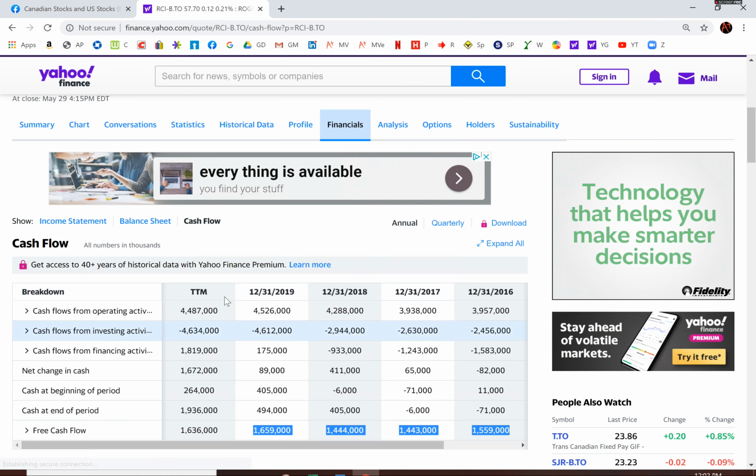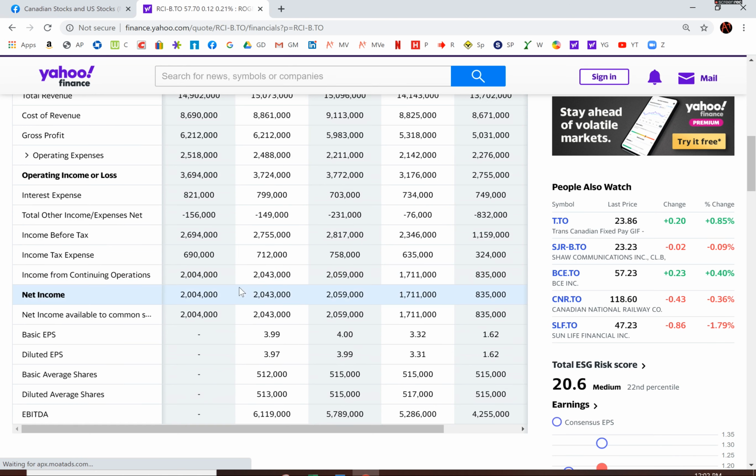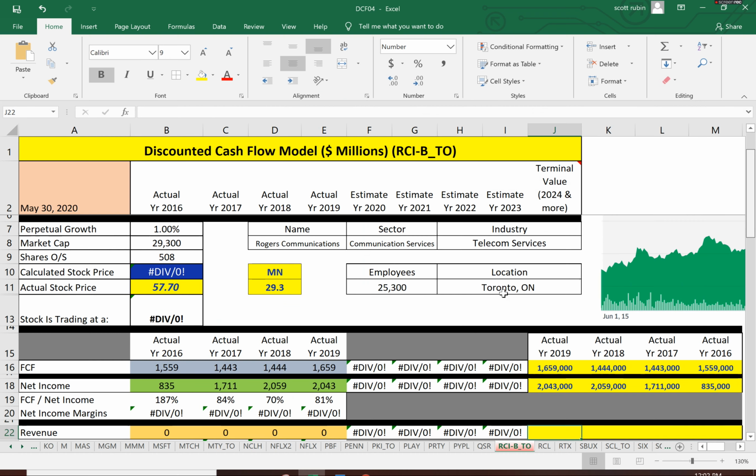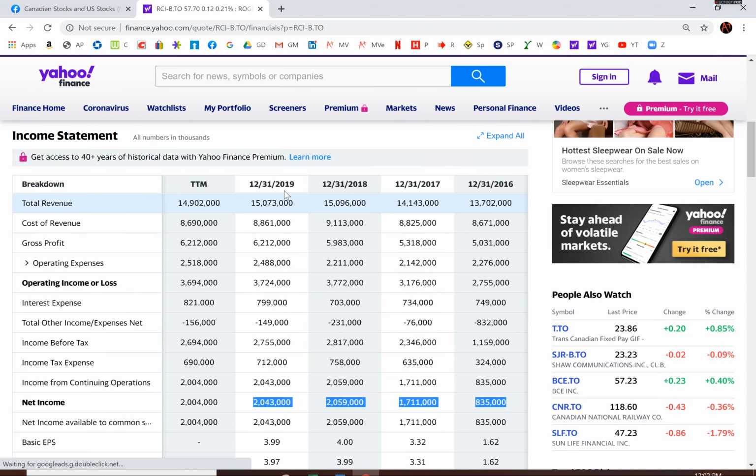Okay, and next we need net income, which is the profit and loss for a given year. And we use 4 years of financial data. And revenue is last.